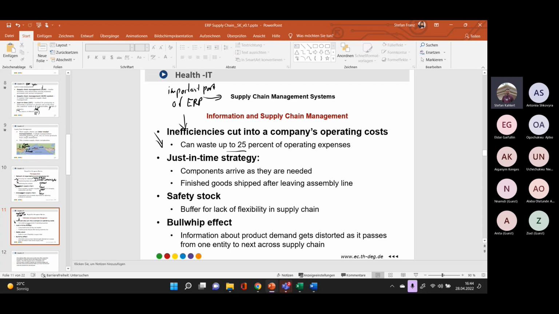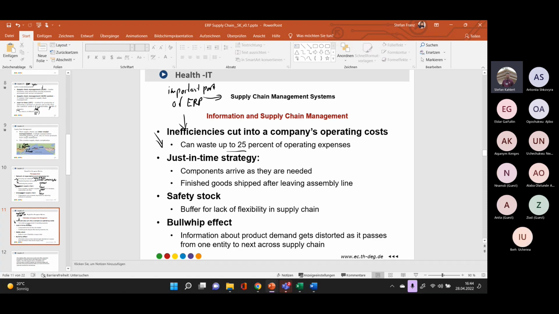And the same is true in the health industry, right? They have to postpone surgeries because they're missing some medication or drugs and tools for doing surgeries. And this can also cost time. And there are certain strategies which wouldn't help in our current global situation, but which you can implement in your supply chain and ERP strategy.